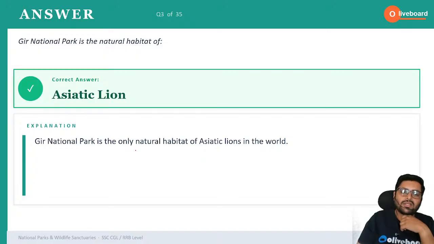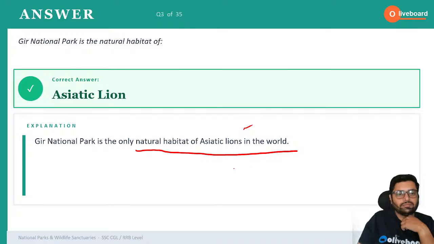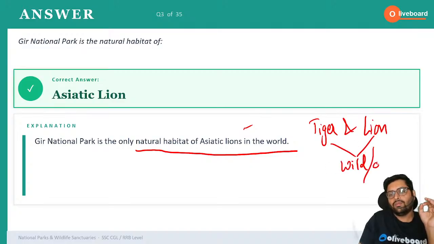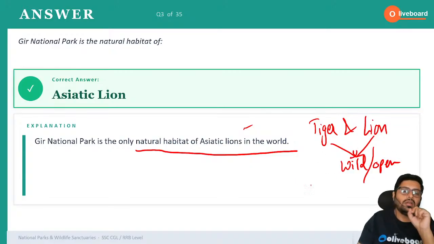Gir National Park is the only natural habitat of Asiatic lions. Please keep this in mind. India is one of the most unique countries in the world, where tiger and lion both are found in the wild, in the open. Very few countries have both found in the open. So we have Gir National Park in Gujarat. Okay, easy.